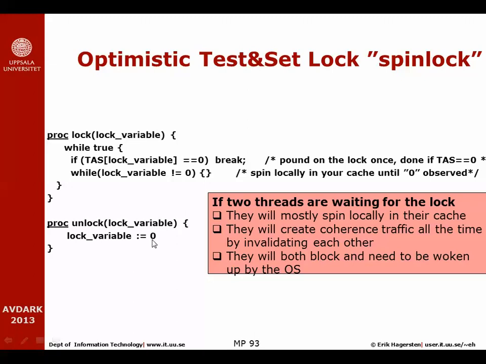And if we have the MOSI protocol we discussed before, that means that the two spinning copies in the waiting threads' caches will get invalidated first, and at that point in time the lock variable only resides in the cache of the thread that just came out of the critical region. After that, the first of the two spinning threads that managed to perform the test and set operation will declare success and will fall out of this loop and will be in the critical region.